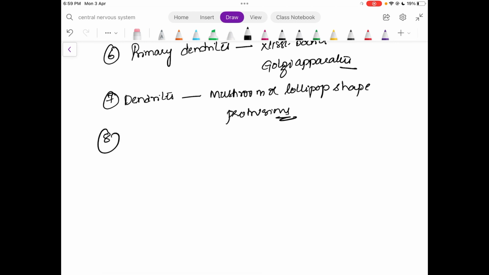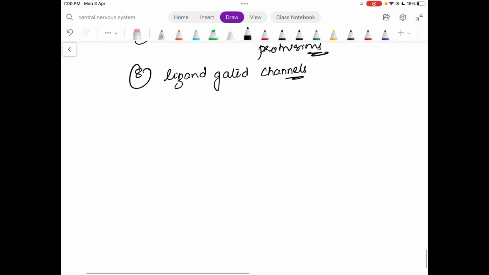And these dendrites will have ligand gated channels. That is, whenever a ligand comes and binds to these channels, there will be opening of these channels and transport of ions will occur. This is about dendrite.